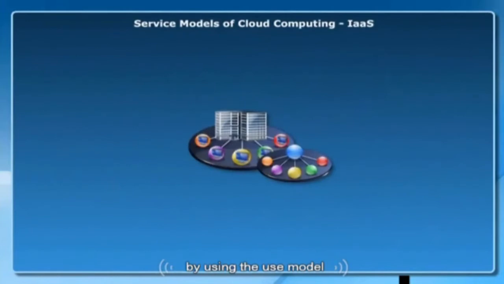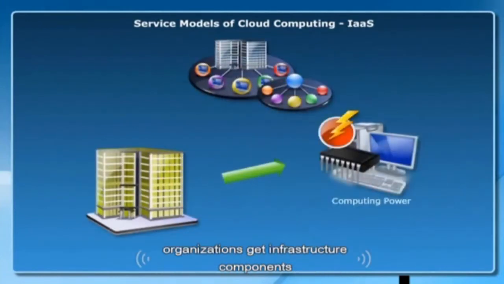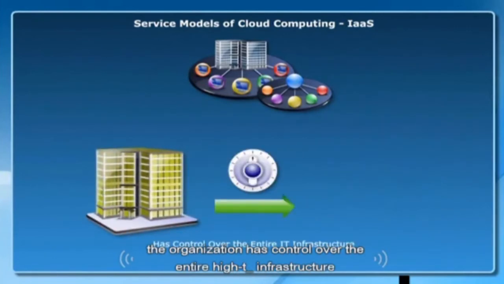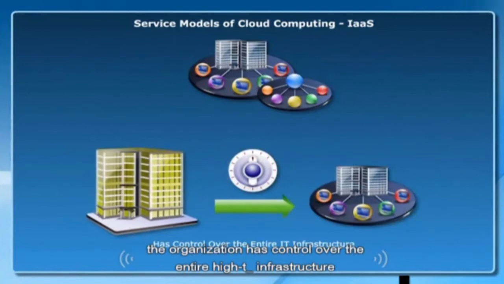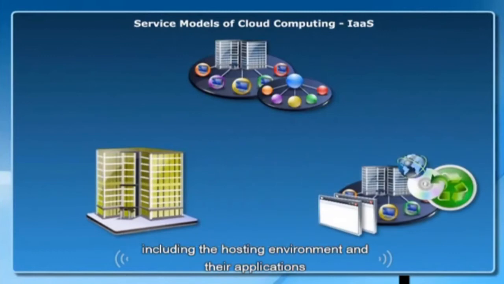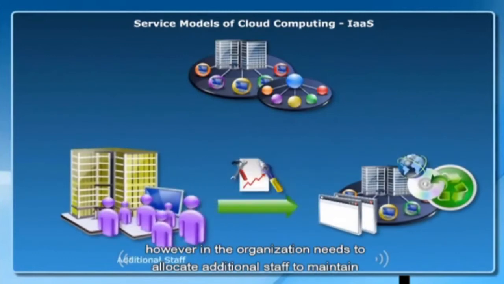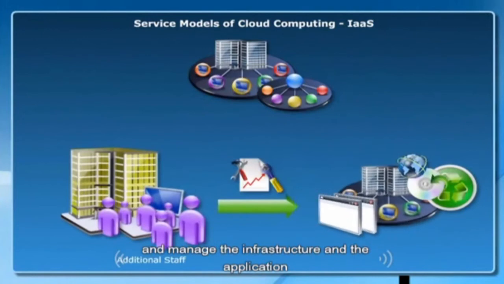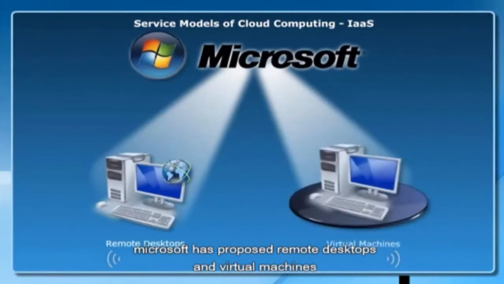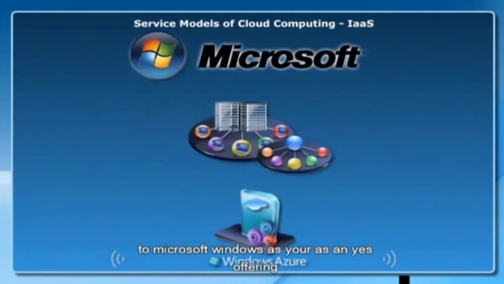By using the IaaS model, organizations get infrastructure components such as computing power and storage capacity. Here, the organization has control over the entire IT infrastructure, including the hosting environment and their applications. However, the organization needs to allocate additional staff to maintain and manage the infrastructure and the application. Microsoft has proposed remote desktops and virtual machines to Microsoft Windows Azure as an IaaS offering.